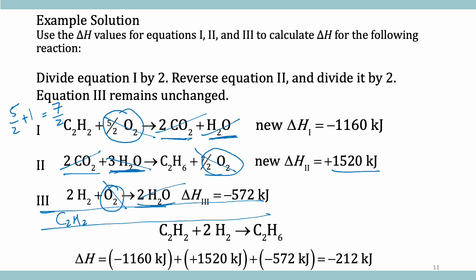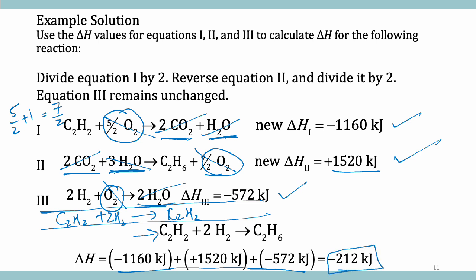Then I have hydrogen. There's nowhere else hydrogen, so plus 2 hydrogen gives me nothing else left on the product side except C2H2, which is exactly what the question wanted. How did I get it? I added this, this, and this. So you add all these three together and that gives you your final answer of delta H, and you're done.